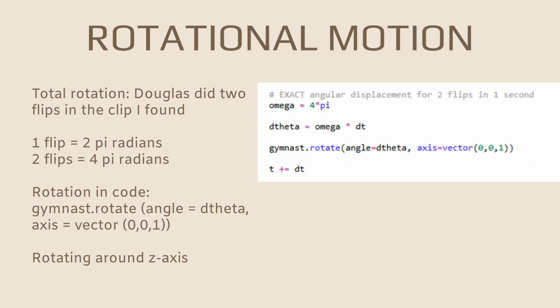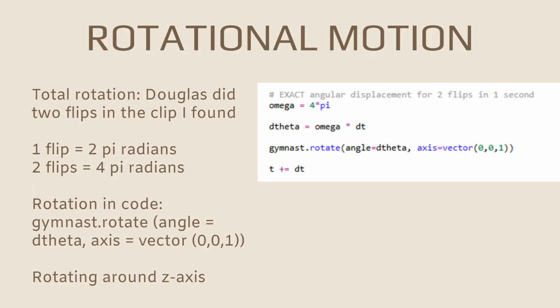Gabby Douglas did 2 flips in the clip that I found on YouTube. 1 flip is equal to 2 pi radians since it's a circle, and then 2 flips is equal to 4 pi radians. Therefore, omega is equal to 4 pi over 1 second. Rotation in the code was used this way, and she's rotating around the z-axis, which is why the vector is 0, 0, 1. I was updating the angles slightly by multiplying omega times the dt to get the new theta. This also means that theta stores the angle that's rotated over time.